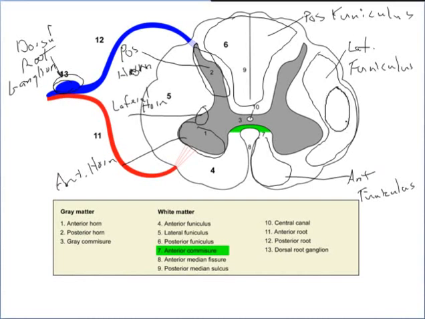And so some examples of tracts are the spinothalamic, which is an ascending tract carrying information regarding pain and temperature. There's the corticospinal tracts, which are motor tracts carrying information to the muscles.